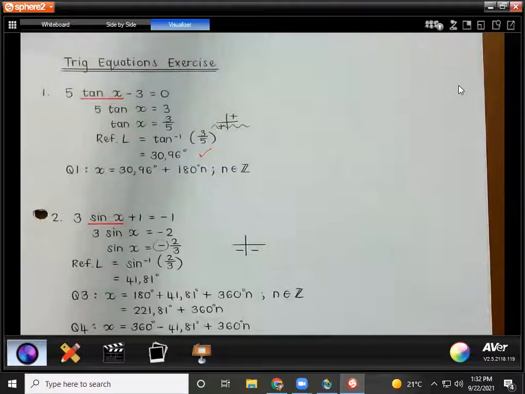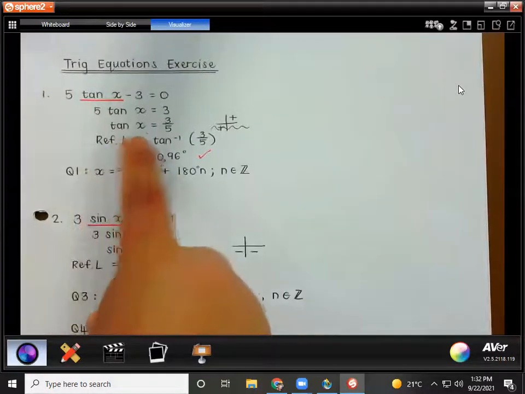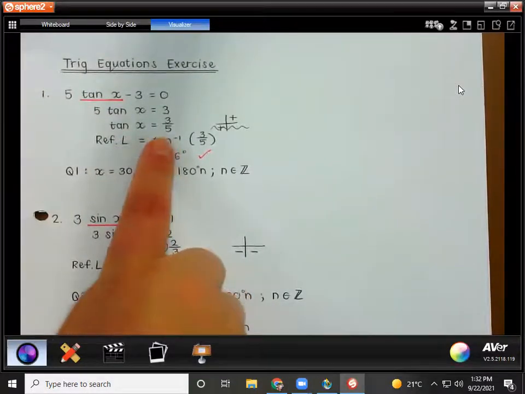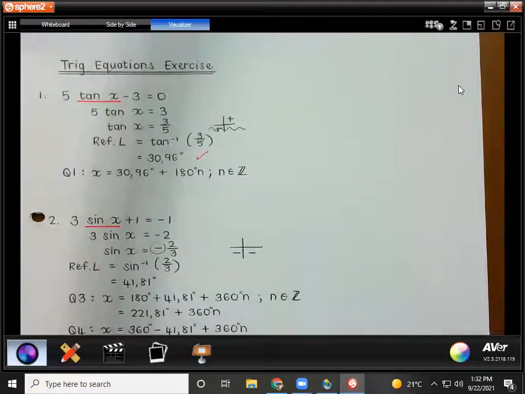Okay, so you take the -3 over, it becomes +3. Then you divide by 5. So you have to get to this point before you find your reference angle. Okay, you need the trig ratio and angle equal to a number.